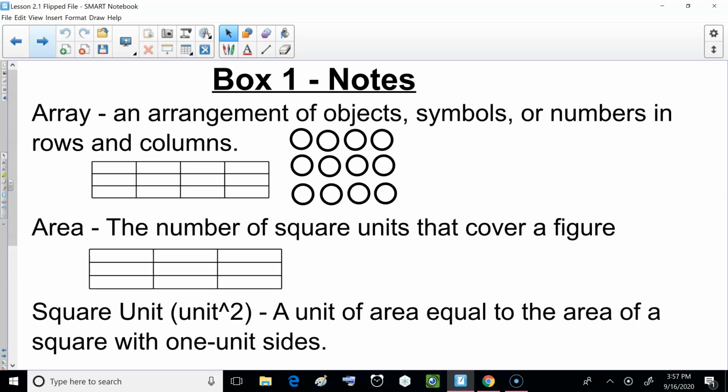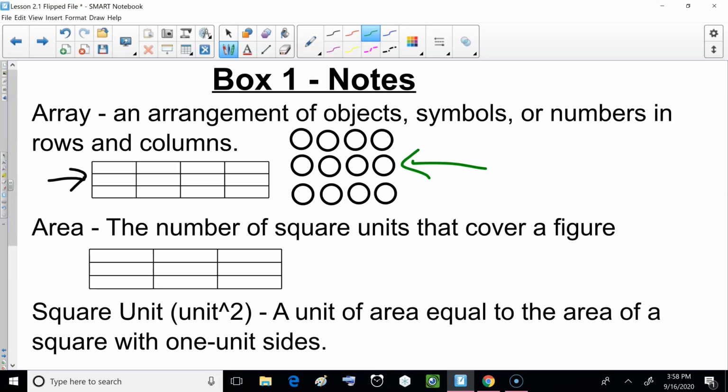An array is an arrangement of objects, symbols, or numbers in rows and columns. There are different ways you might see an array. You might see an array that looks like this in a box, or you might see a bunch of dots that look like this. Both of these would be considered arrays. Some are objects, some are symbols, and some are numbers.